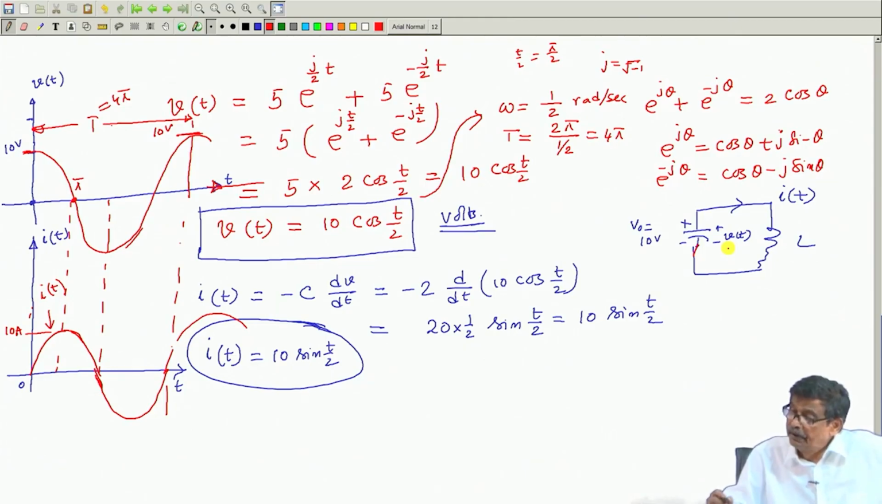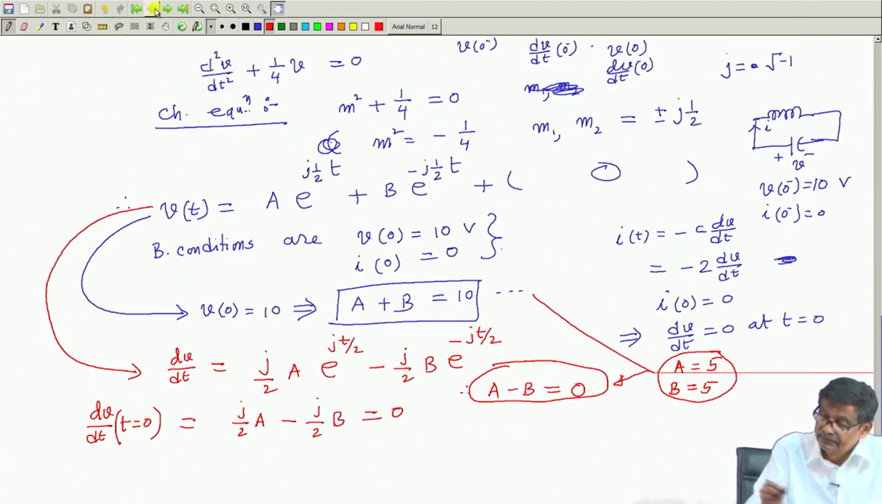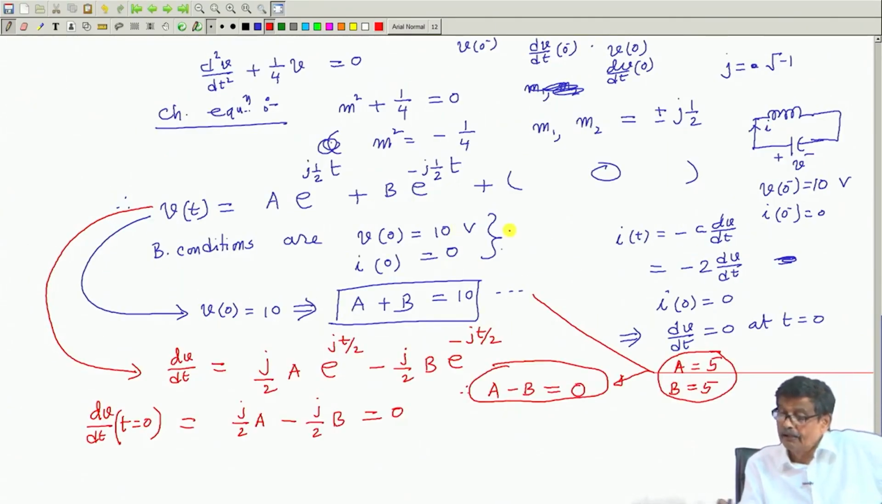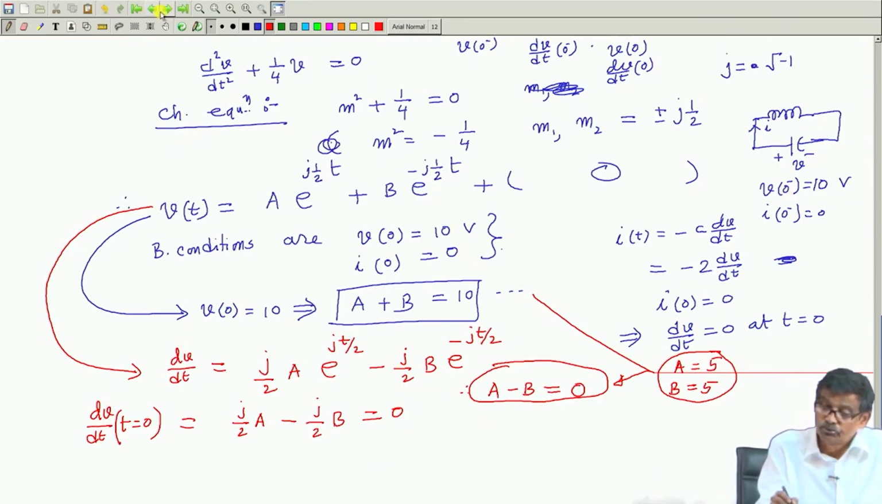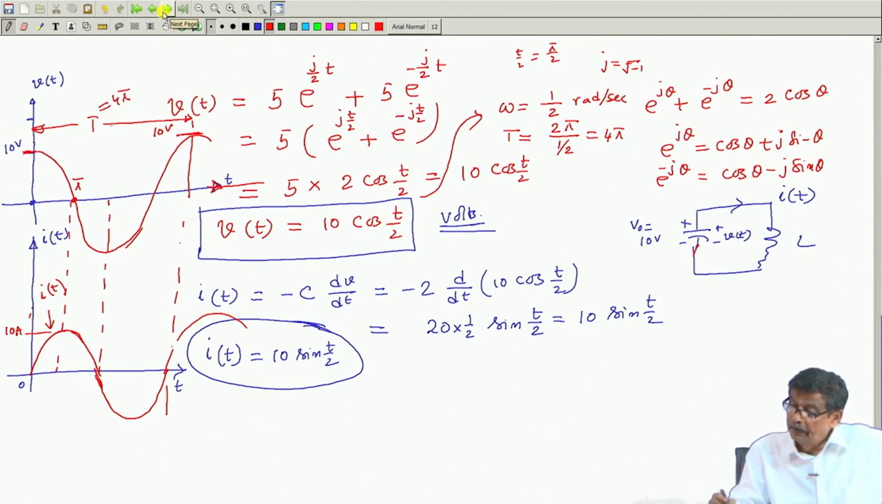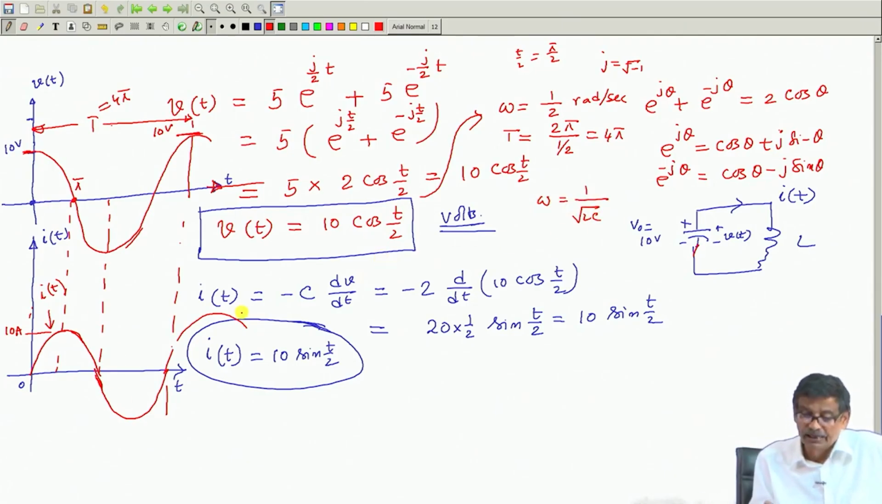What is the value of omega? Omega value is 1 over root over L C. You can easily see this. L and C were 2 each, so this omega is also equal to 1 over root over L C. You can easily show that. Anyway, it will do like that.